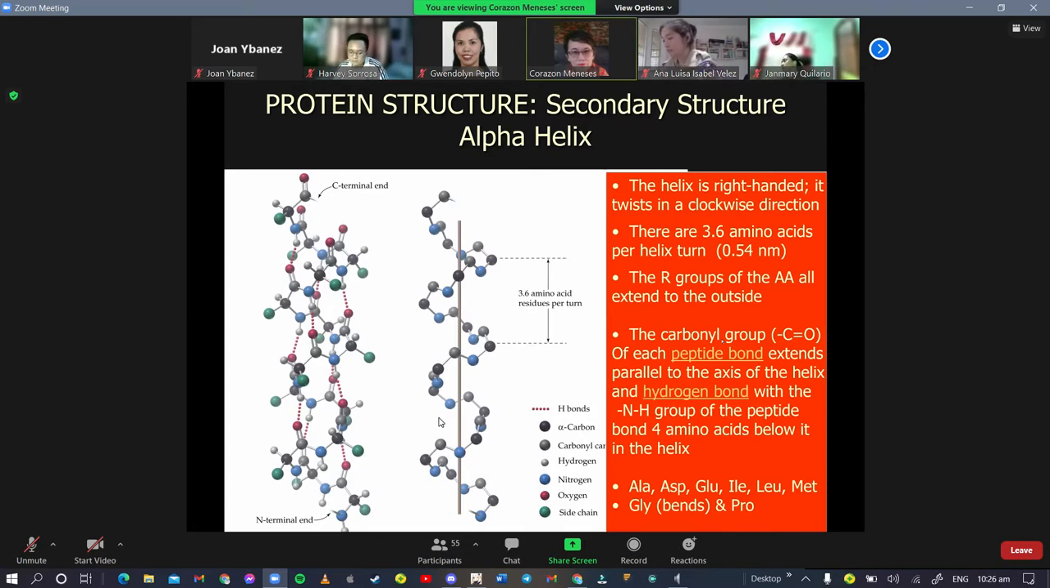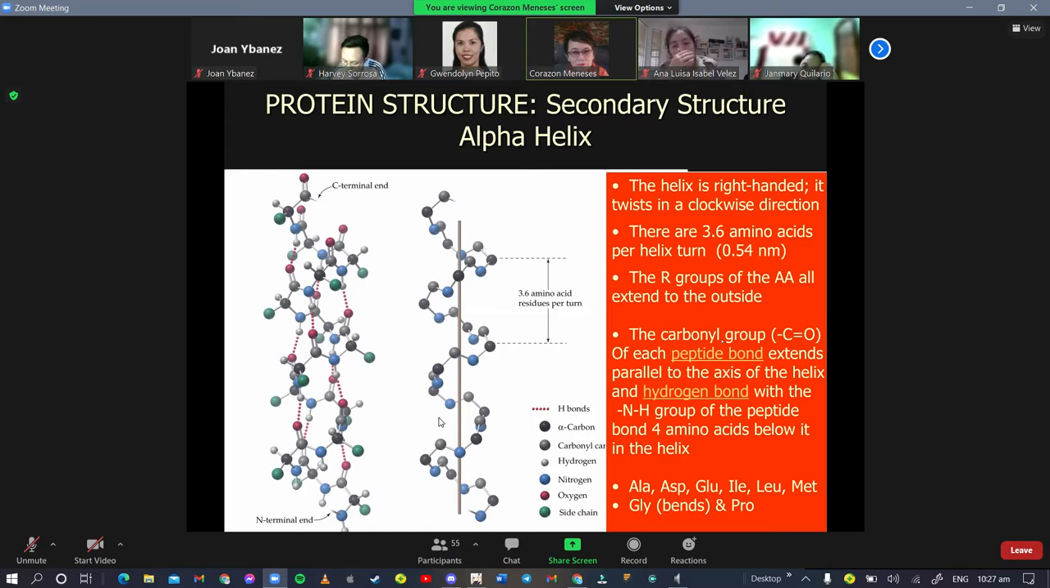If you can see the picture wherein it shows the hydrogen bonding, it is the red dot, and then the dot that is connected to another atom, which is four residues away from the one above. Okay. So these are the hydrogen bonds.